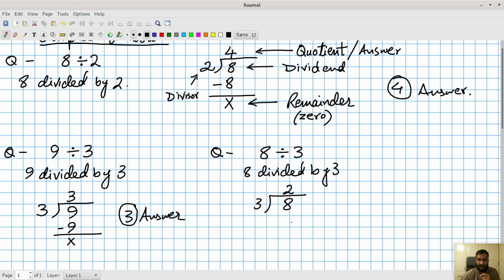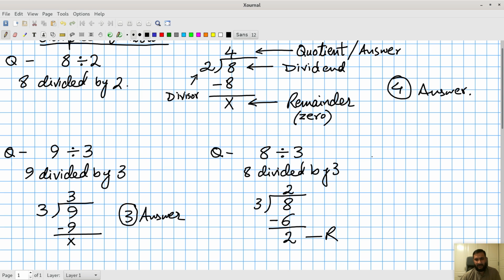So 3 times 2 is 6. We draw a line here, we subtract, and we get 8 minus 6 is 2. And this is our remainder. We did not have a successful division, which means we did not have 0 as a remainder. We actually got 2 as remainder. So this is just an example of how it looks. But in the early grades, you won't get questions like this.